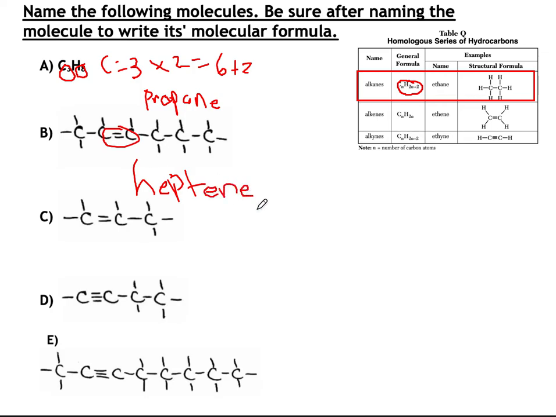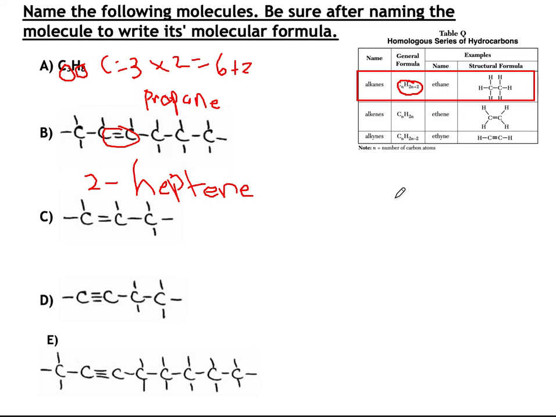We're missing one extra thing. Because it's an alkene, we have to add the number. So let's count from left to right. 1, 2, 3, 4, 5, 6. If we count from left to right, that double bond starts on the second carbon. If we count from right to left, 1, 2, 3, 4, it starts on the fourth. So we don't want to count that way. We want to count the way with the lowest number. So this is going to be 2-heptene.